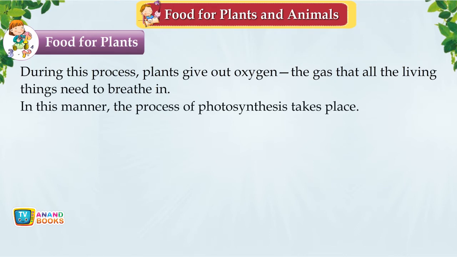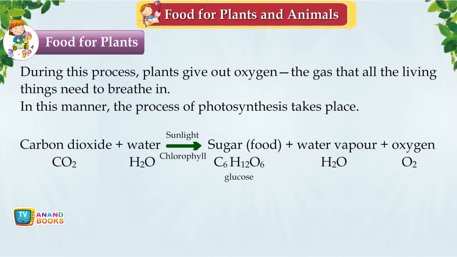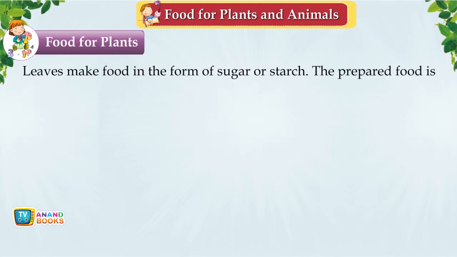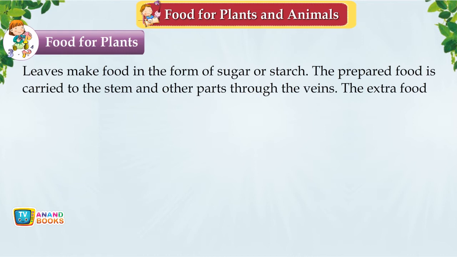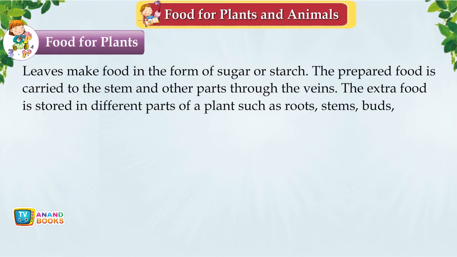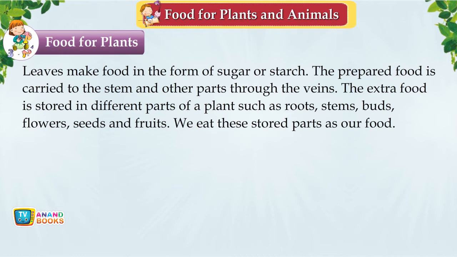In this manner, the process of photosynthesis takes place. Carbon dioxide plus water, in the presence of sunlight and chlorophyll, gives sugar plus water vapor plus oxygen. Leaves make food in the form of sugar or starch. The prepared food is carried to the stem and other parts through the veins. The extra food is stored in different parts of a plant, such as roots, stems, buds, flowers, seeds, and fruits. We eat these stored parts as our food.